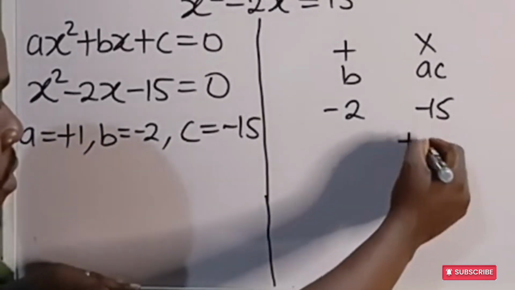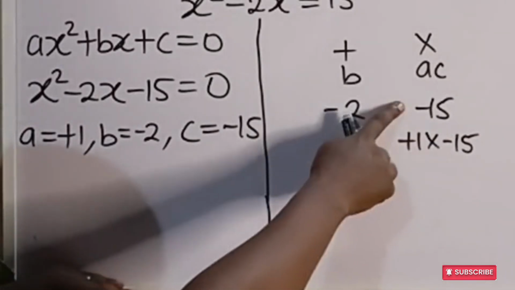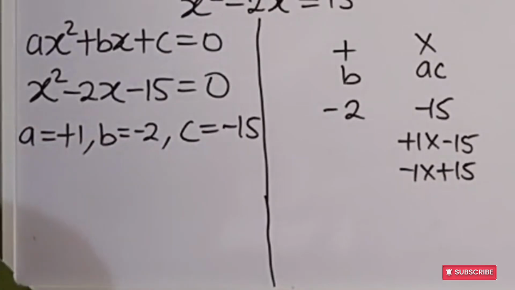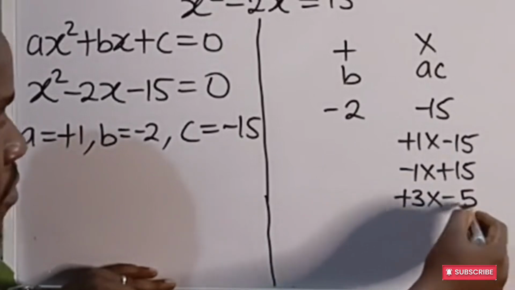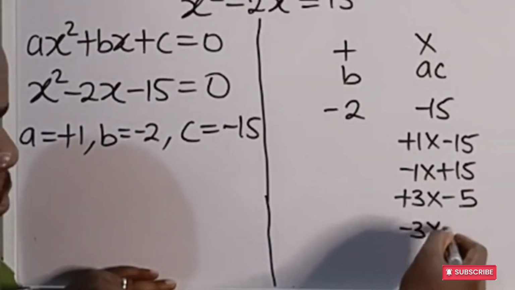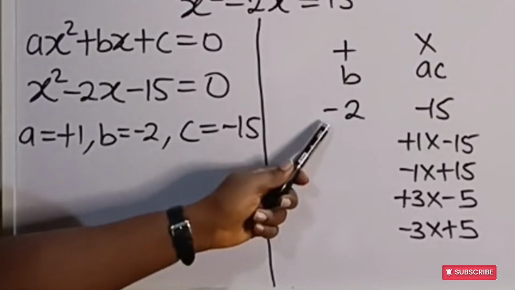So plus 1 times minus 15, if you multiply them, they'll give you minus 15. Minus 1 times plus 15 will also give you minus 15. Also, plus 3 times minus 5 will give you minus 15. Minus 3 times plus 5 will give you minus 15. So all these values will multiply themselves to give you minus 15. But we are looking for the one that will also add themselves to give you minus 2.